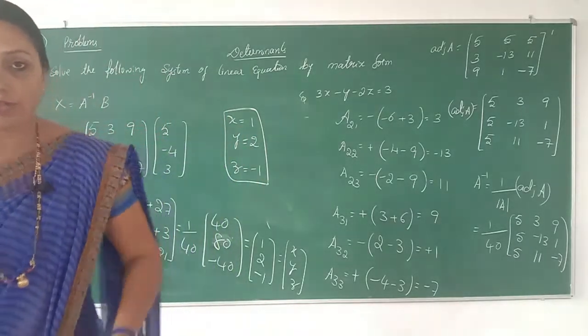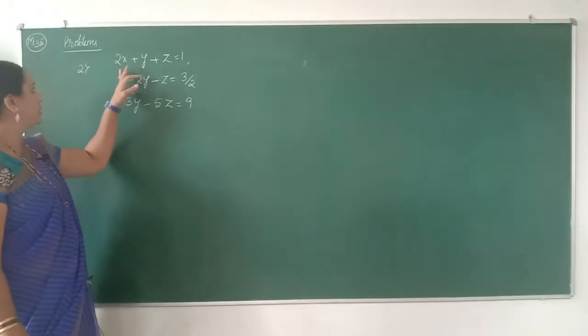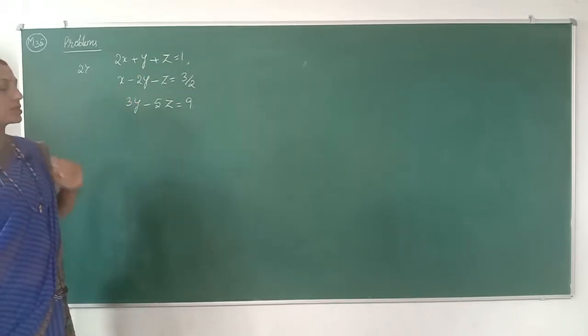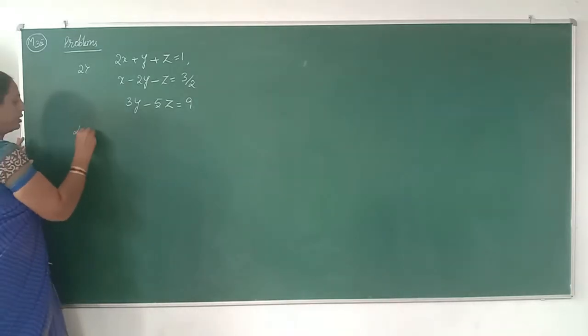Similarly, we will continue with the next problem. Next one: 2x plus y plus z equal to 1, x minus 2y minus z is equal to 3 by 2, 3y minus 5z is equal to 9.